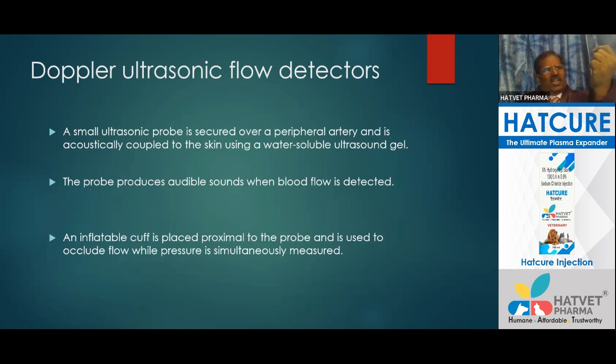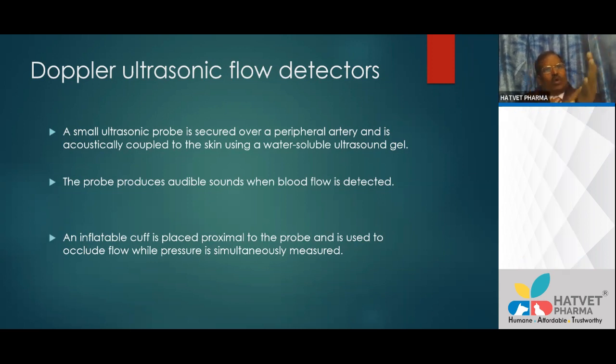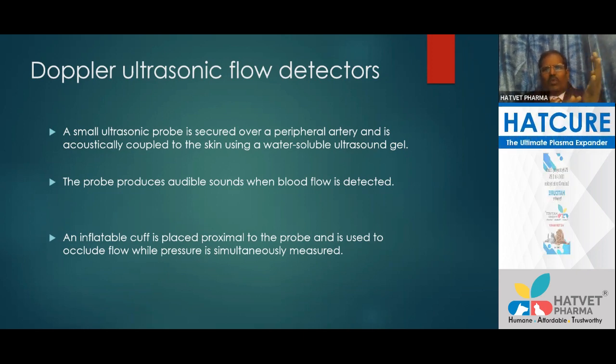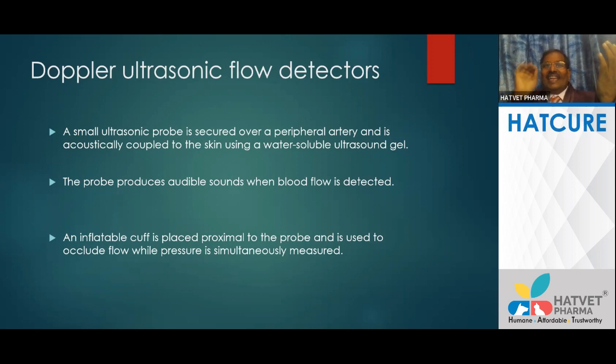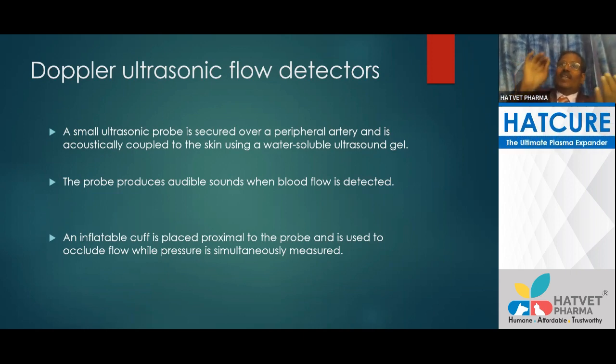I keep increasing the pressure until it ceases the sound. Normally, we get the BP sound with the ultrasound probe like that. That hissing sound has to stop while inflating the pressure. Once it has stopped, then slowly you release. At one particular point, you'll get that hissing sound again. That is the systolic blood pressure of that particular animal.